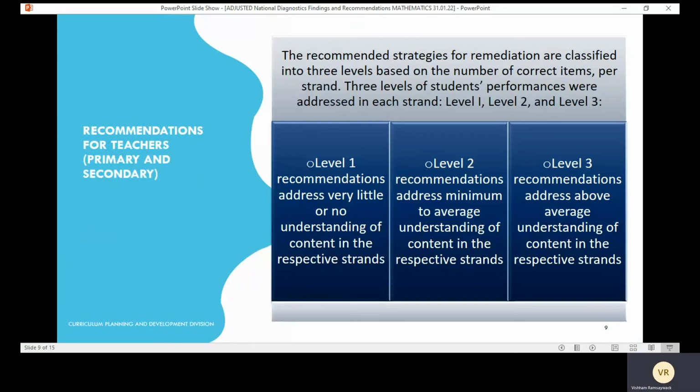Level 1 recommendations address very little or no understanding of content in the respective strands. Level 2, a bit higher than Level 1, these recommendations would address minimum to average understanding of content in the respective strands. And Level 3 recommendations address both average understanding of content and above average understanding of content in the respective strands.